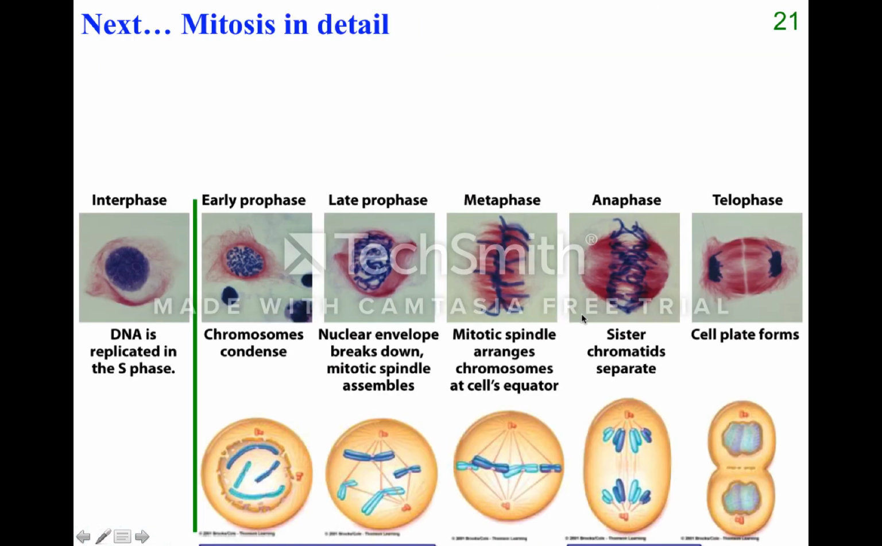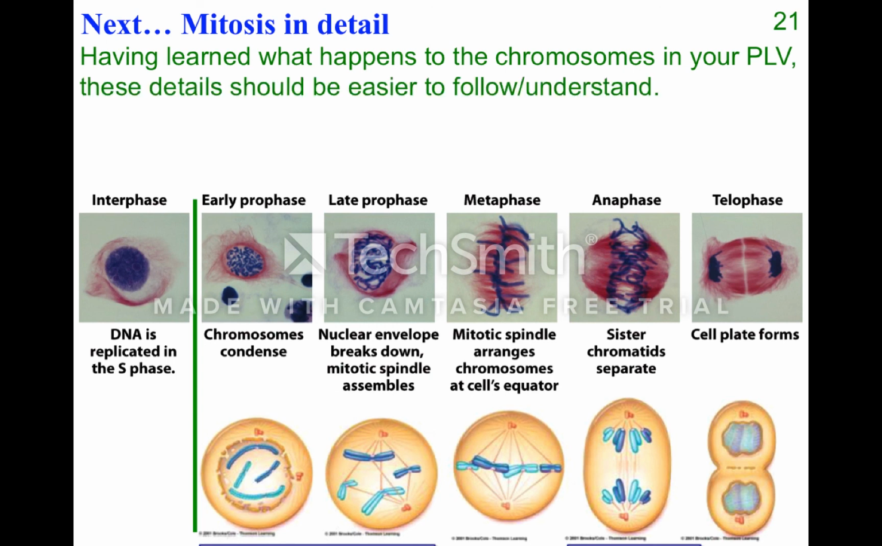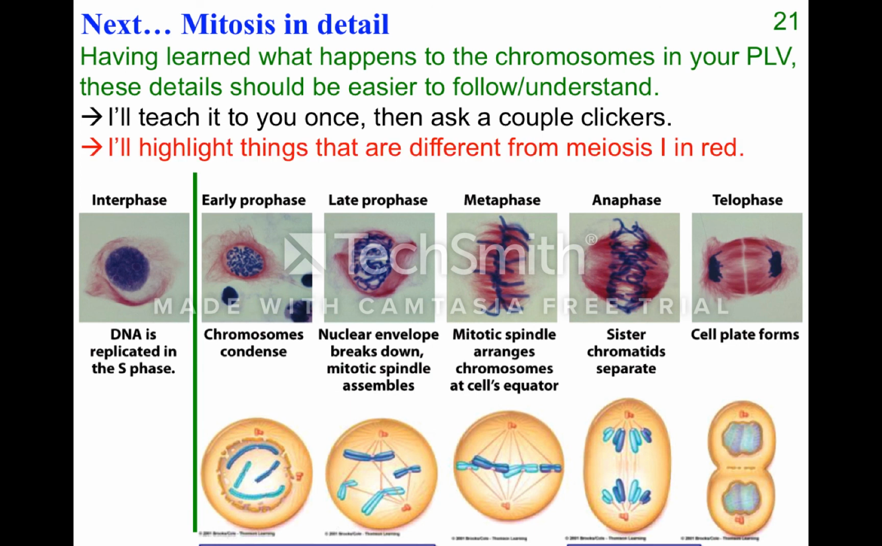Next, we're going to go through mitosis in detail. Having learned what happens to the chromosomes in your pre-lecture video, these details should be pretty easy to understand. That was the point of having you watch the pre-lecture video first. I'll teach this to you once first, and then I'll ask you a few clicker questions to dig deep and see if you understand it in a functional, flexible way. Along the way, I'm going to highlight some things in red just so you notice how they're going to be different from meiosis when we go over meiosis next.